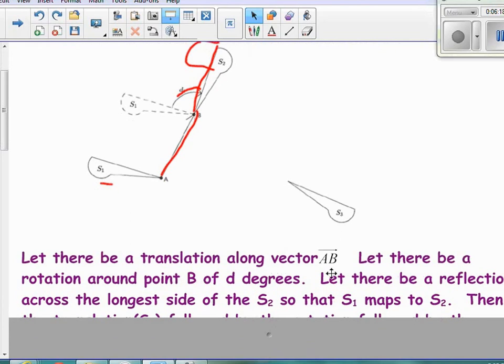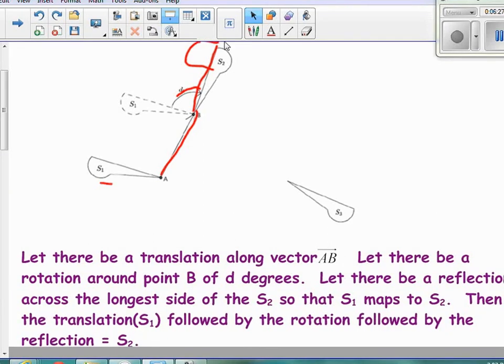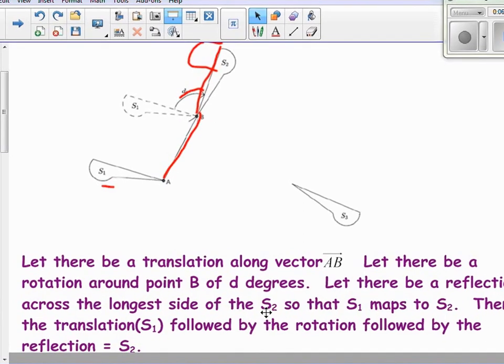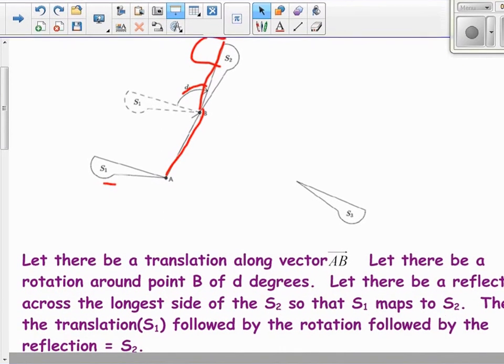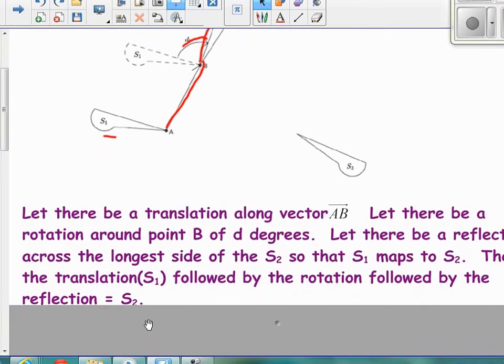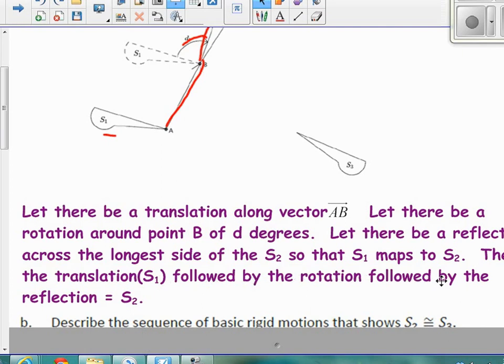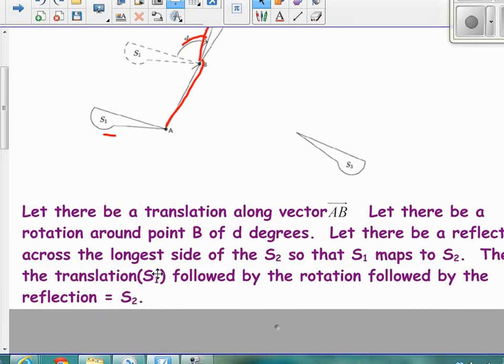So we would do a translation along vector AB. We would do a rotation around point B of d degrees so that the sides of those figures are right next to each other. And then you would do a reflection across the longest side of S2 so that S1 maps to S2. Then the translation of S1 followed by the rotation followed by the reflection equals S2. You should have this written in your notes the way it exactly is stated here.